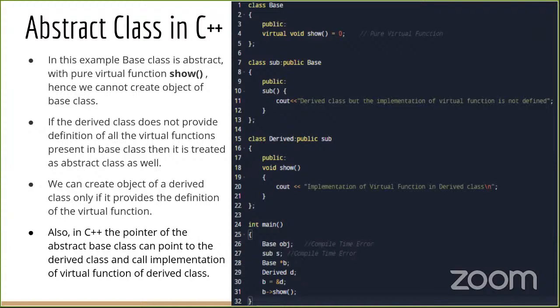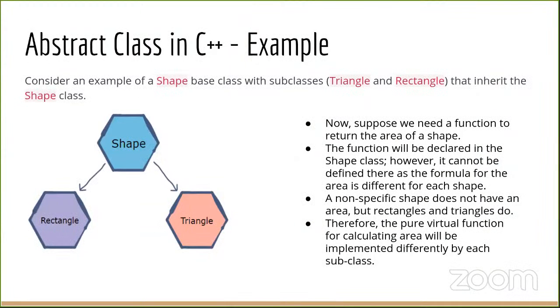And finally, in C++, the pointer of the abstract base class can point to the derived class, and we can call the implementation of the virtual function using these pointers. Now let's look at an example of an abstract class in C++.